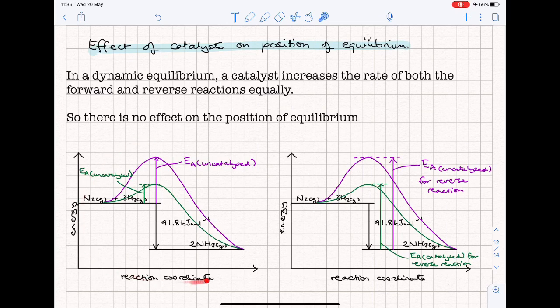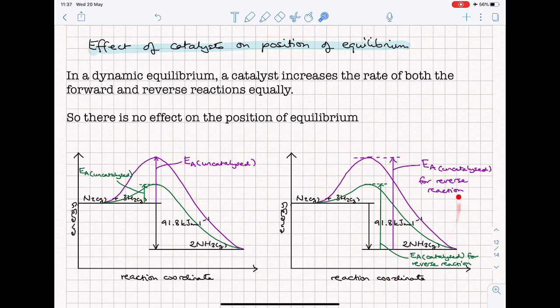So on the left hand side here, we've got the energy profile for the Haber process. So here's the original uncatalysed activation energy for the forward reaction. If I add a catalyst, the activation energy lowers from this point to this point. So now this is the activation energy for the forward reaction. It is smaller, so therefore a greater proportion of particles can exceed the activation energy at any given time, so the rate of the forward reaction would increase.